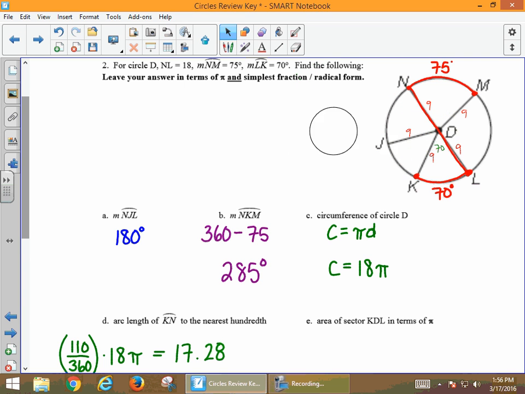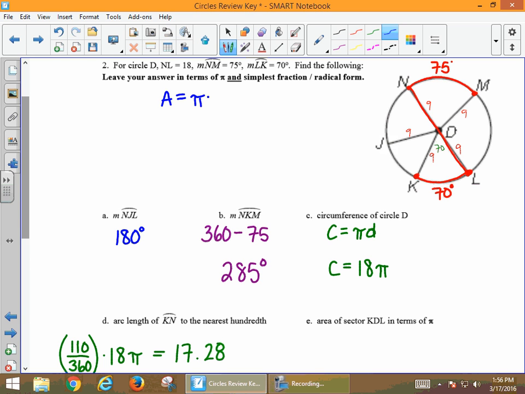So let's get rid of all that green. Now let's move on to part E. It says find the area of the sector. Well, if I want to find the area, I better find the area of the whole circle. The area of a circle is pi r squared. So the area of our given circle is pi times 9 squared, which is 81 pi. So that is the area of the entire circle.